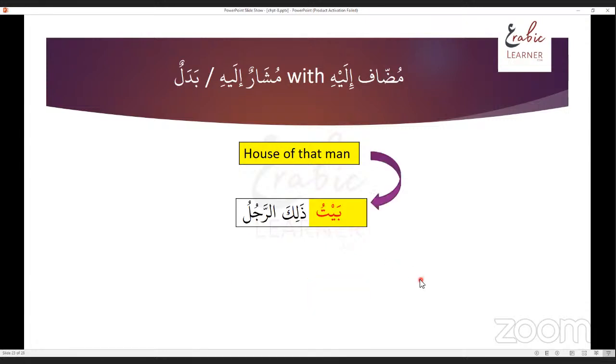So let's see. We have to bring bait here, house of that man. And what will bait be? Bait will be mudaf, because that is possessed. The one that is possessed is mudaf, and the one who is the possessor is mudaf ilayh. So when I'm bringing mudaf here, baytu is mudaf. So what is mudaf ilayh here, brothers and sisters?